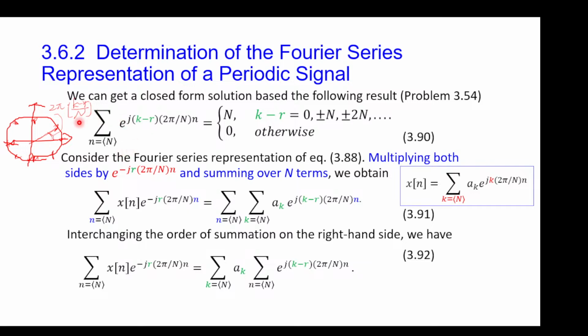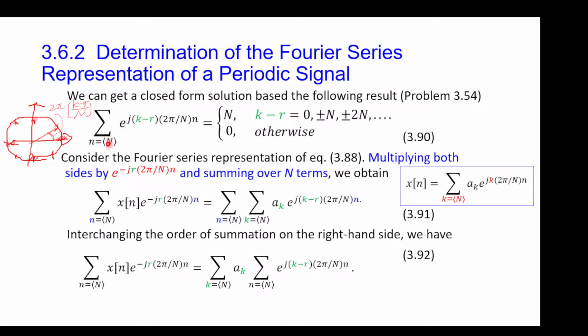And so if k minus r equals 0, then this angle is 0, and you are summing over this one point. You are just summing this one point big N times, and you get big N. So this is very easy. And k minus r can even be a multiple of big N. A multiple of big N means that this angle is a multiple of 2 pi, and you are still summing this point several times, and so you get big N.